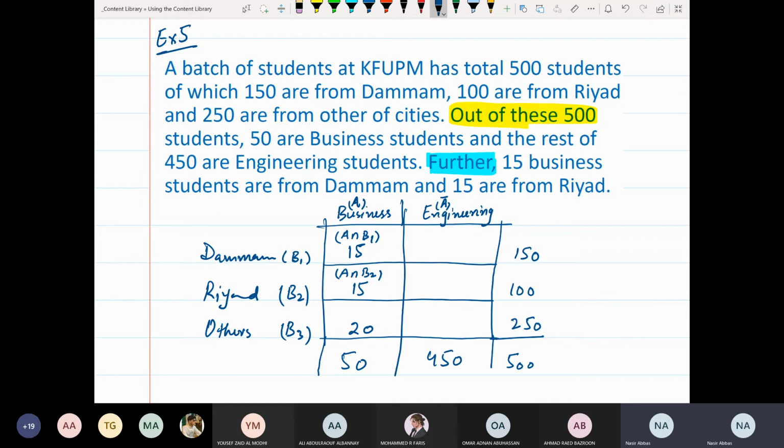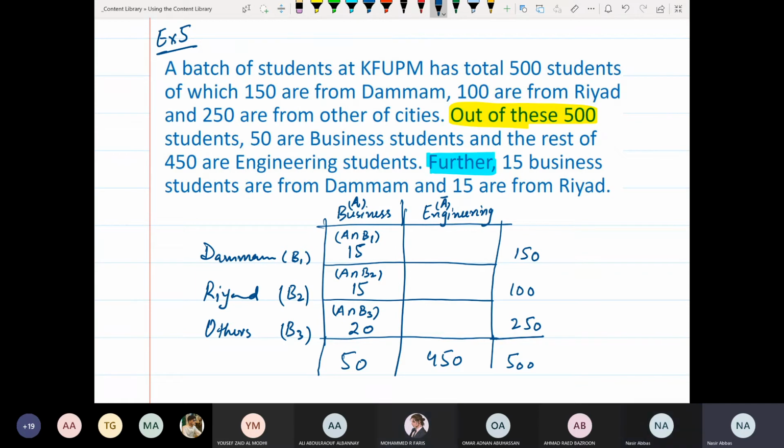Faris, can you also tell me what is the notation for this cell? Like I have A intersection B1, A intersection B2. What will be the name of this cell? A intersection B3. You can also call it A and B3. Yeah, A and B3, right.